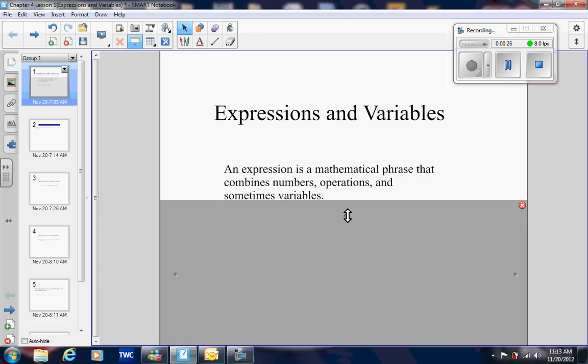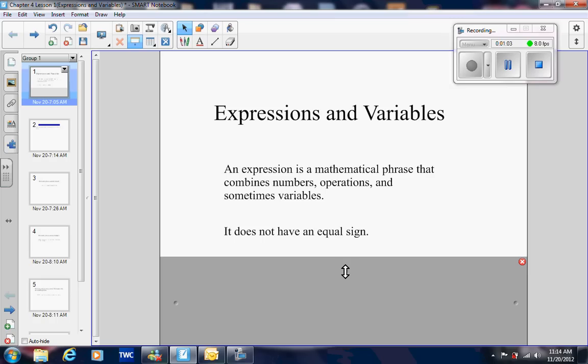An expression is a mathematical phrase that combines numbers, just like digits, typical numbers we use all the time, operations. There are 4 of those: adding, subtracting, multiplying, and dividing. And then sometimes there are variables in there as well. So in the expressions that we do in this lesson, some will have just numbers and operations. And then later on we'll get into expressions that have all 3: numbers, operations, and variables also.